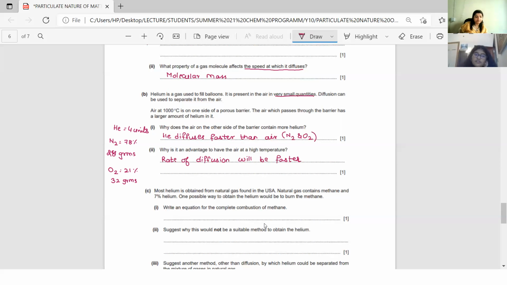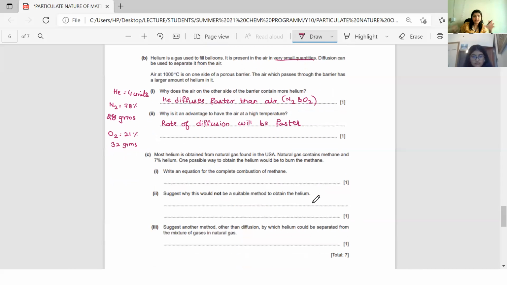I didn't understand how to write the equation for part C. Yeah, that's okay. That was an extra question. It is not completely from this part, but yes, we will do it.